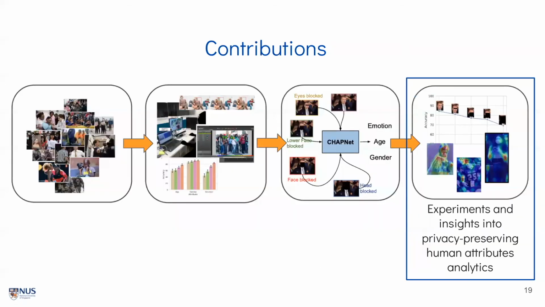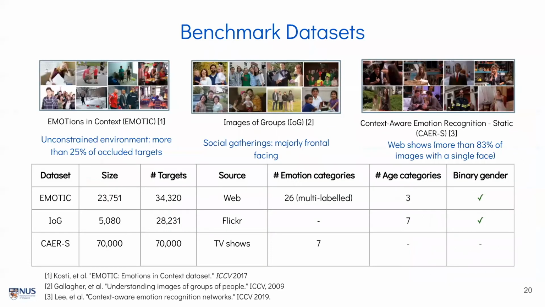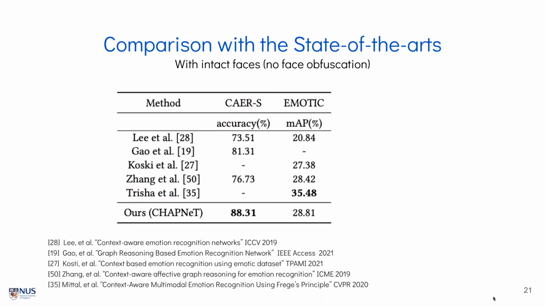Moving on to the experiments and insights into privacy-preserving human attributes analytics, we curated 3 datasets with face labels and having context. Our model is primarily designed for the privacy setting. We first tested its performance with intact faces, that is no face obfuscation, on benchmark datasets. The reported results show that on the KRS dataset, CHAPNet outperforms all the comparison models by a large margin. It is also competitive on the Emotic dataset.